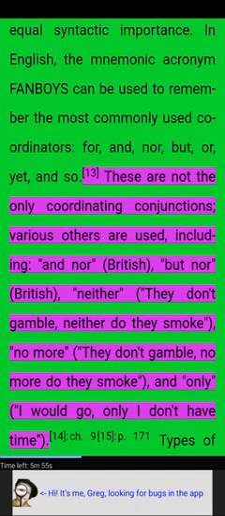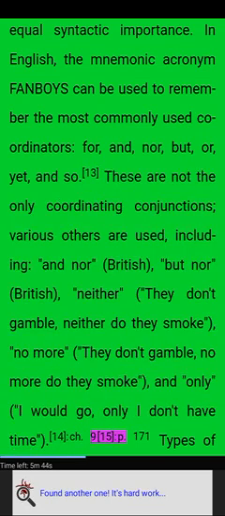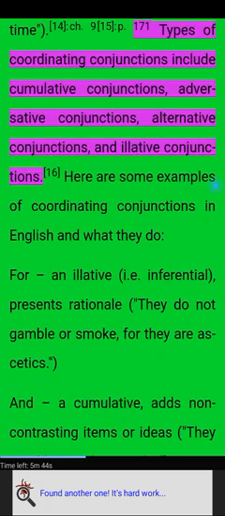These are not the only coordinating conjunctions. Various others are used, including "and nor", British "but nor", British "neither": they don't gamble, neither do they smoke; "no more": they don't gamble, no more do they smoke; and "only": I would go, only I don't have time. Types of coordinating conjunctions include cumulative conjunctions, adversative conjunctions, alternative conjunctions, and illative conjunctions.